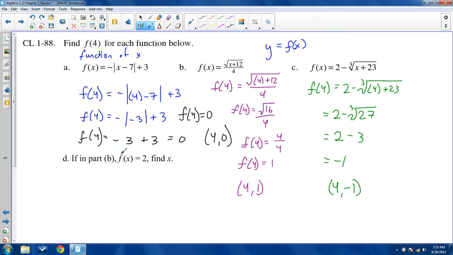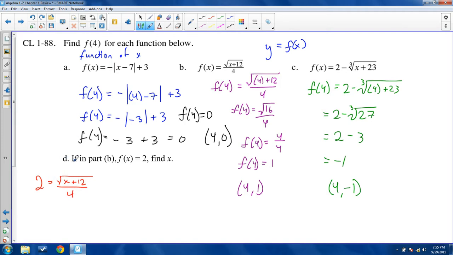Okay, if in part B, f of x equaled 2, let's find x. So what's the difference between this problem and these problems up here, besides 2? The difference is, now I know what f of x is. I'm substituting 2 in place of this, and I need to find x. So kind of a different thing that you're attacking here. We're now solving for x, not y. So I'm going to write 2 equals the square root of x plus 12, all divided by 4, right there.